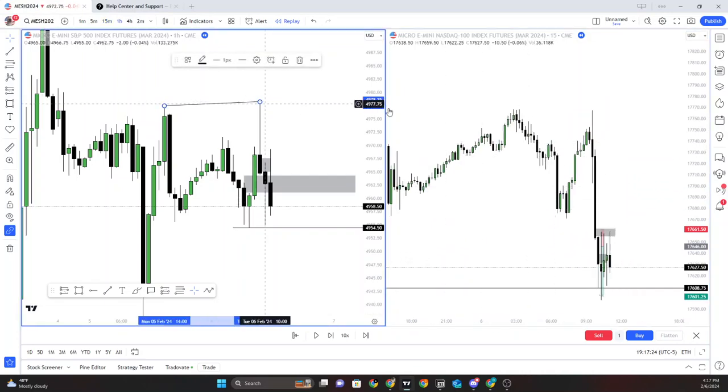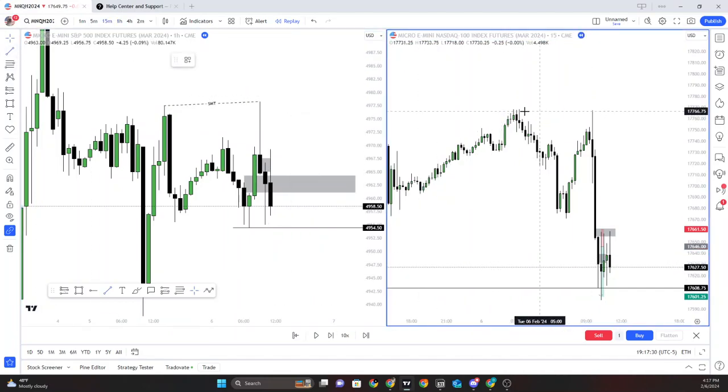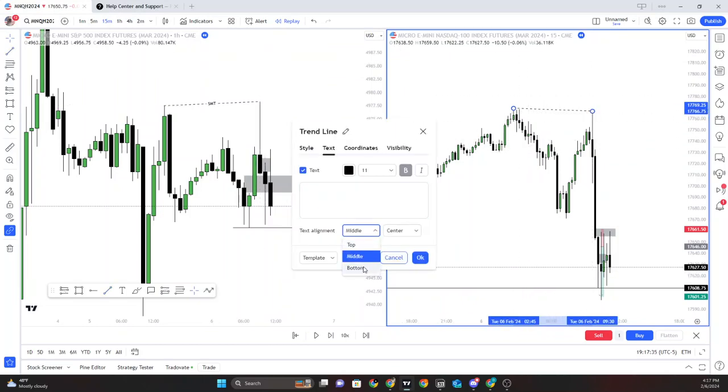And when we had this SMT right here, SMT, let me just put that. Then another little SMT, so higher high on ES and higher low on NQ. But anyway, it wasn't that relevant, but it's just there.